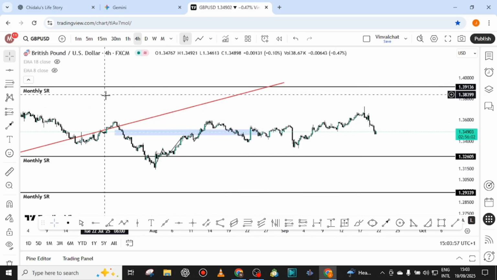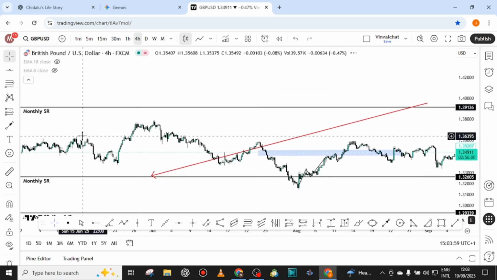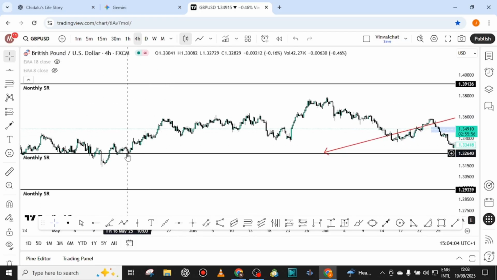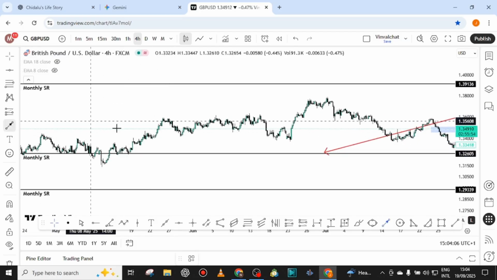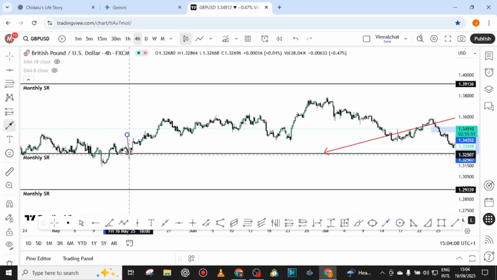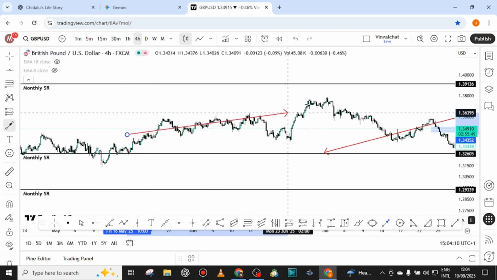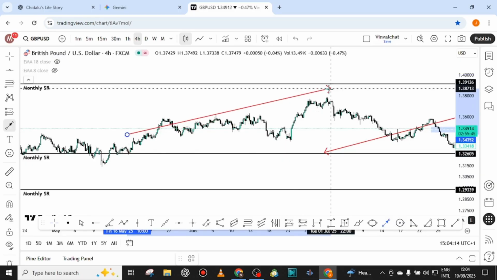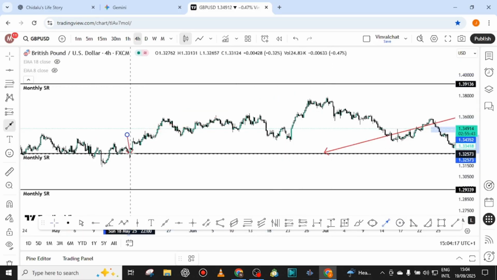Look here, the market touches the monthly support and resistance line. Can you observe this big upward movement? If you are trading with this particular strategy, this is your time for entry. So once the market touches here, make sure you buy the market. It's basically very, very simple.